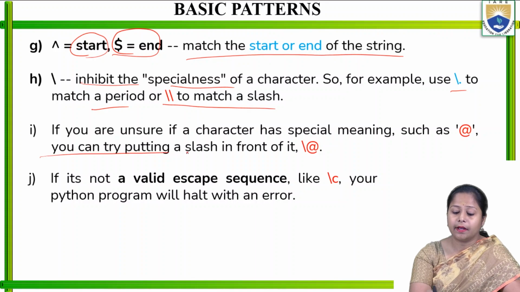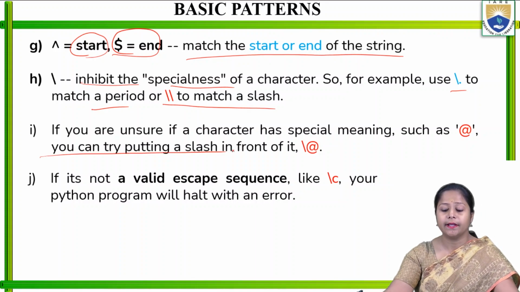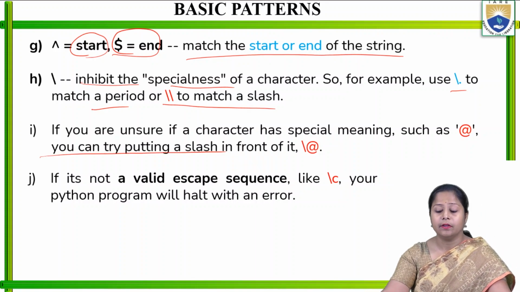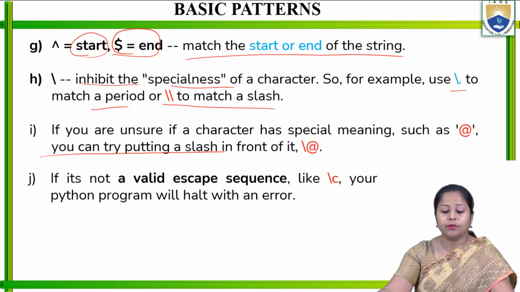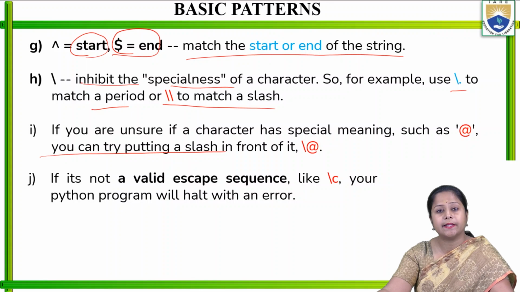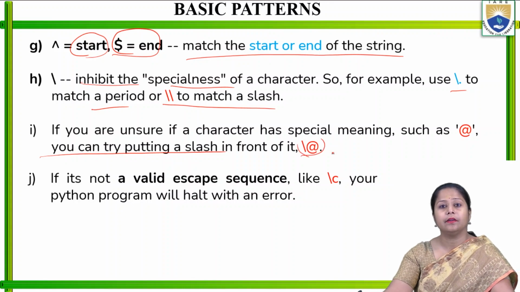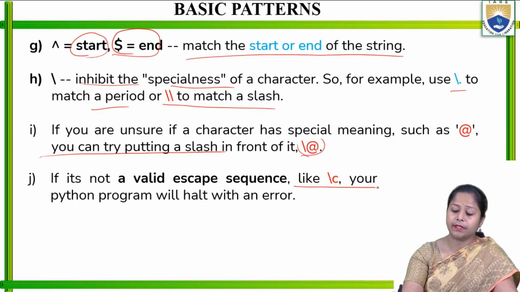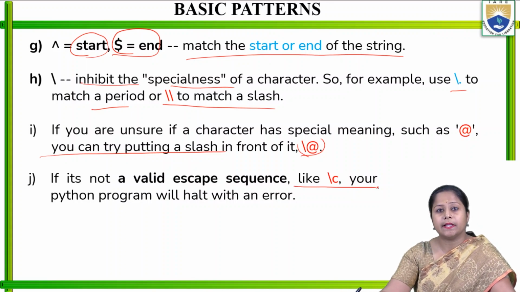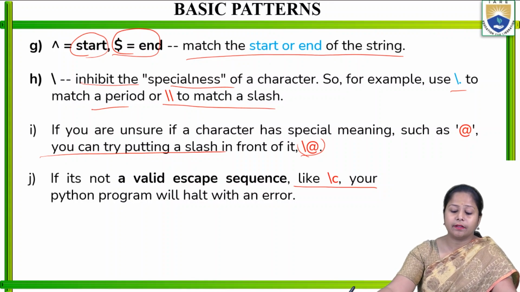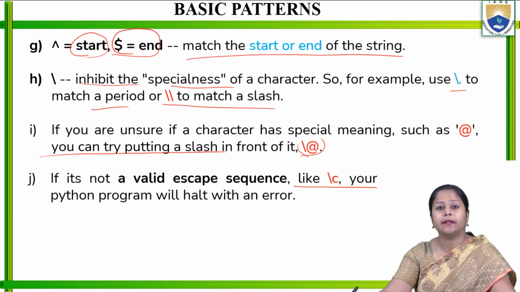If you are unsure whether a character has a special meaning, in that case we need to consider the at-the-rate sign. You can try by putting a backslash in front of that. So backslash and at the rate. Then we can treat this special character as it is. Now if it's not a valid escape sequence, like \c, then your Python program is going to halt with an error.